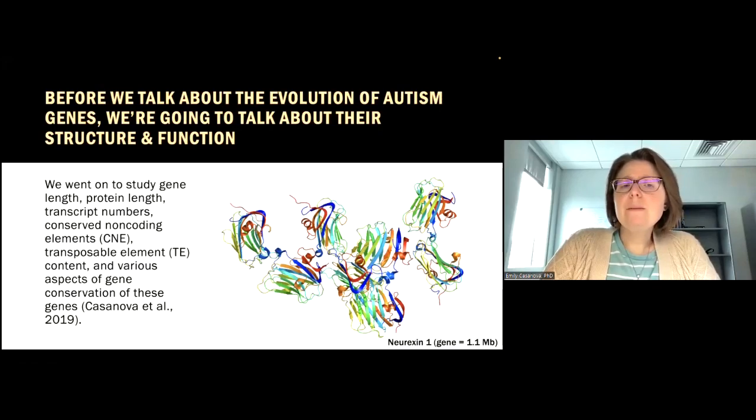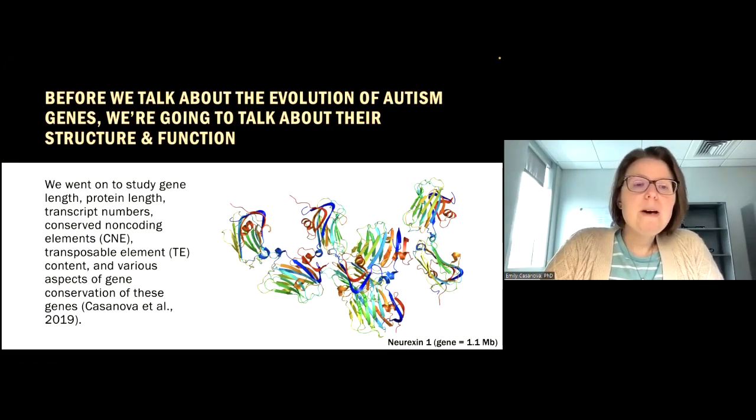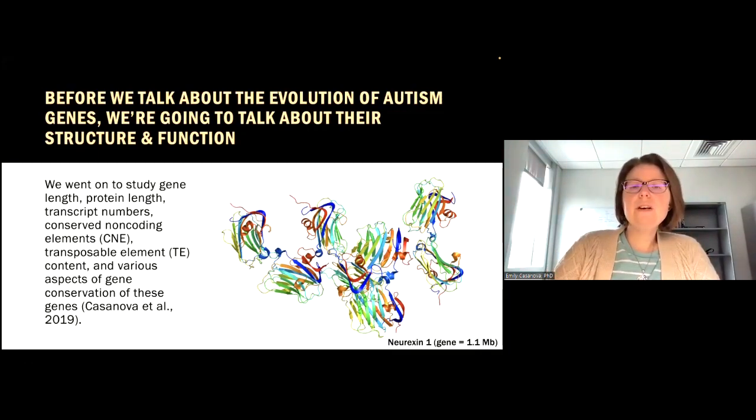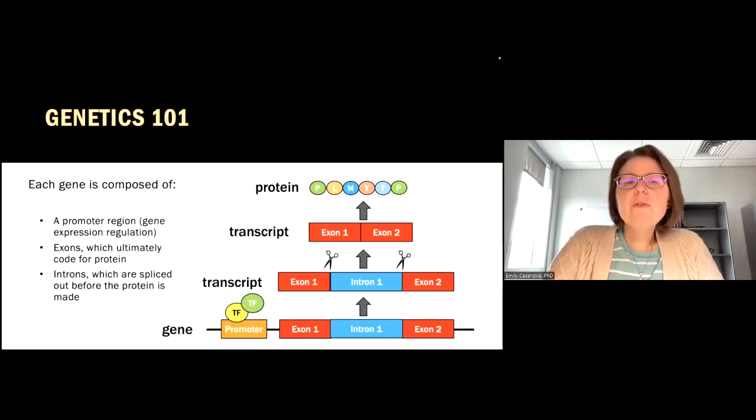We also look at something called conserved noncoding elements and also transposable elements. Once we get to that information, I'll explain more about what those actually are, because I'm going to assume practically nobody here knows what in the world I'm talking about, and that's okay. And then finally, we're going to talk again about some other aspects of how autism genes may be conserved compared to other genes within the genome, so some different aspects of conservation. Those are the big overview. Before we go on, though, I want to do a little basic genetics 101.